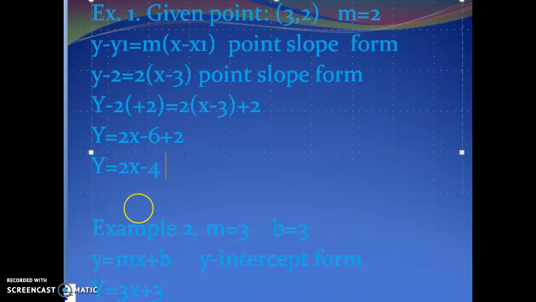And that is your y-intercept form of a line. So this will be your final answer: y equals 2x minus 4. So it is in the form of y equals mx plus b, where m is your 2 and your y-intercept is negative 4.